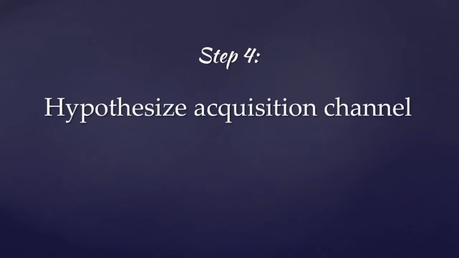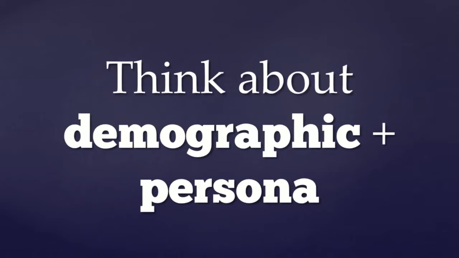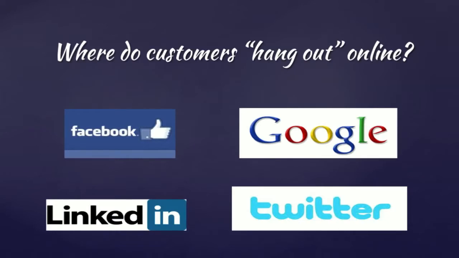So step 4, hypothesize an acquisition channel. This is where we're going to decide where we should place our advertising. So what you need to think about is demographic factors and the persona of your customers. All right? And you need to relate this to where they could potentially be hanging out online, where they go online. So here are some examples. These are the 4 big boys of the web right now.